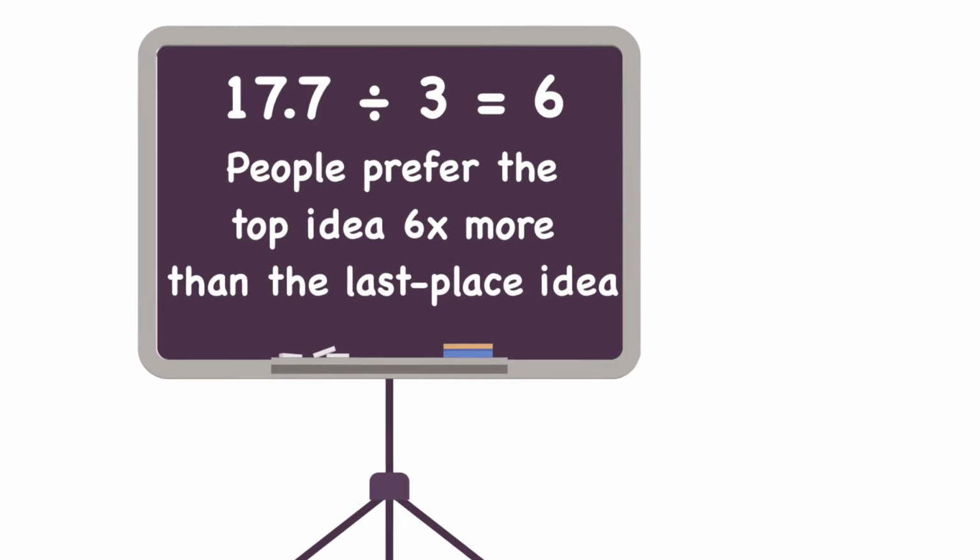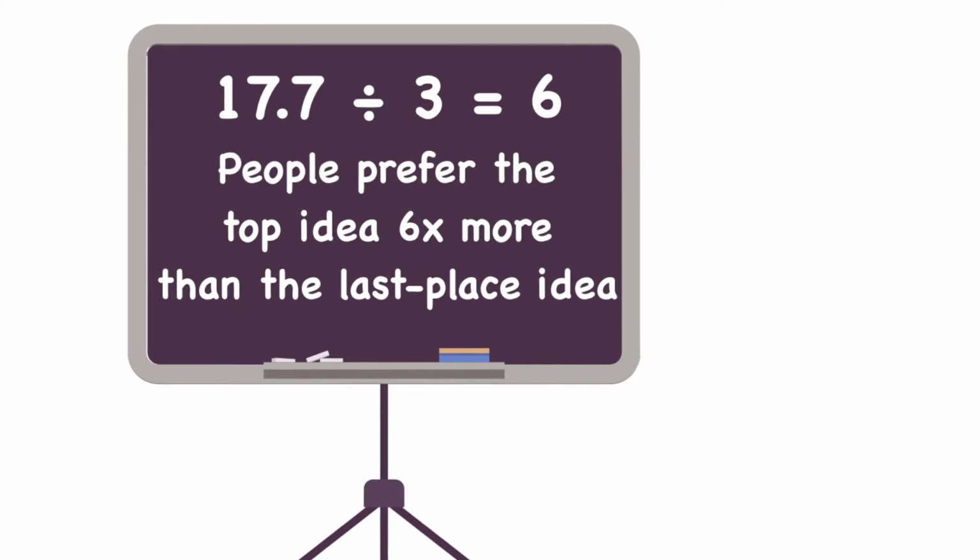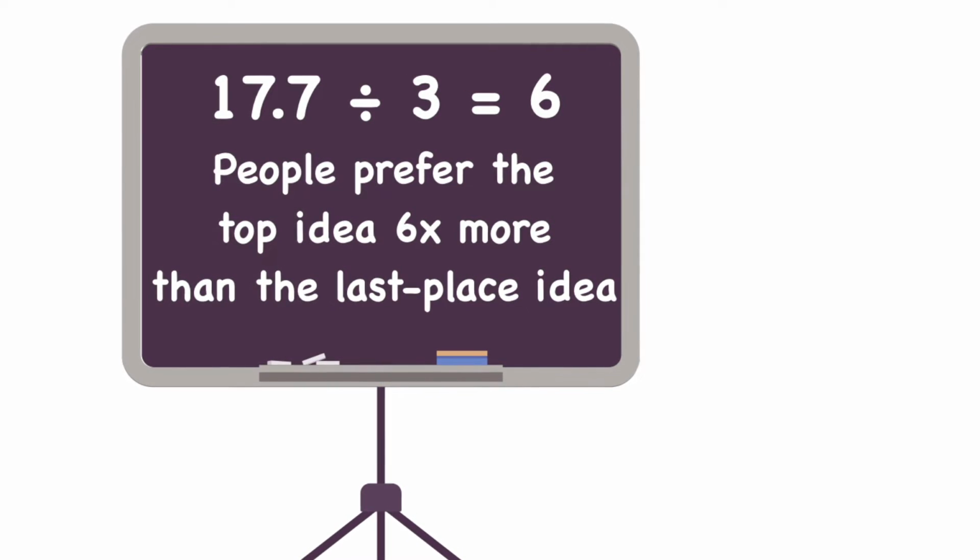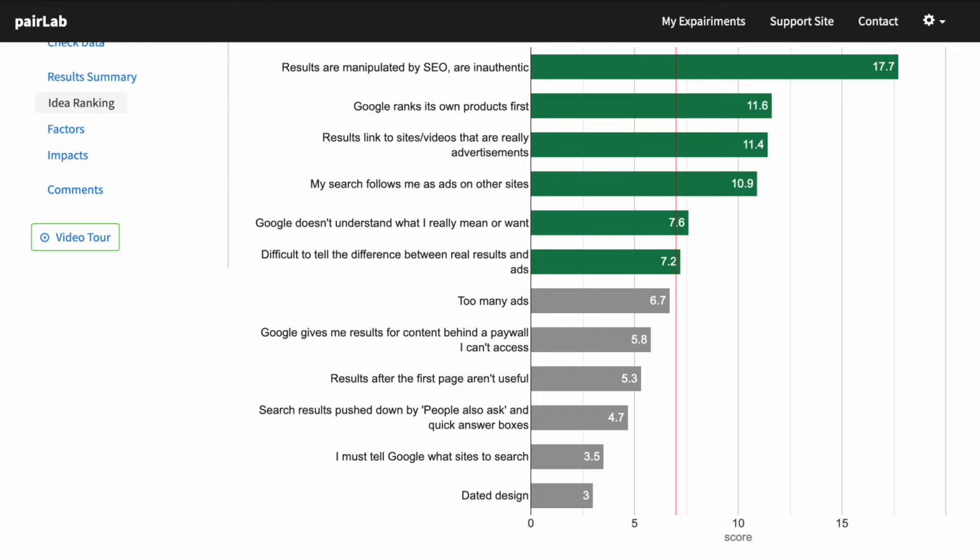That's a powerful statement. Consider the implications of this if you're managing something like a search product. Users of the top search engine in the world said that SEO manipulated results bugged them up to 6 times more than any other problem. Now, does that mean design, the last place idea, doesn't matter? No, design always matters. But users say through pairLab that your top product job, at least in this example, is to be sure SEO optimized sites are not gaming your results. Again, this is real data from a real study I did.